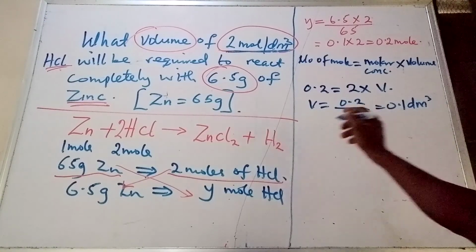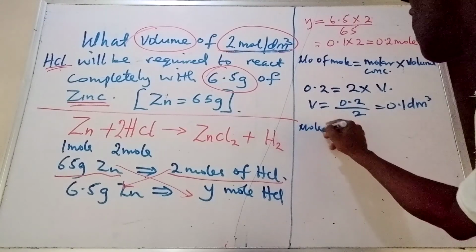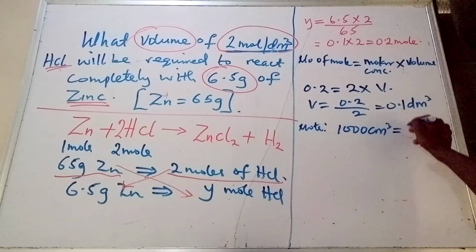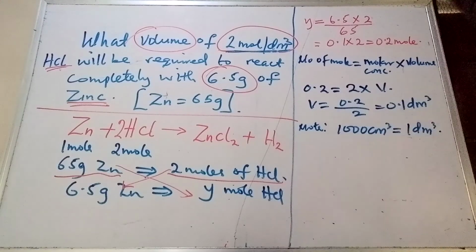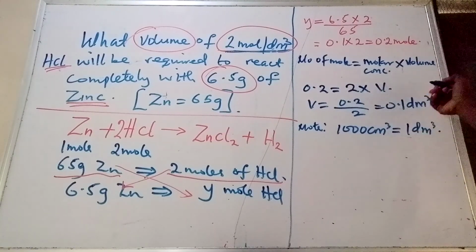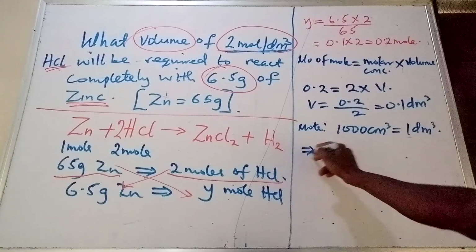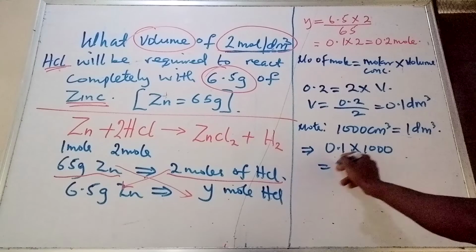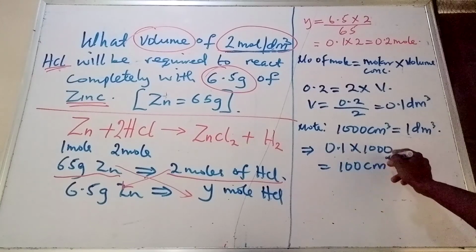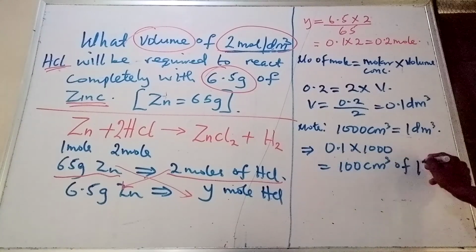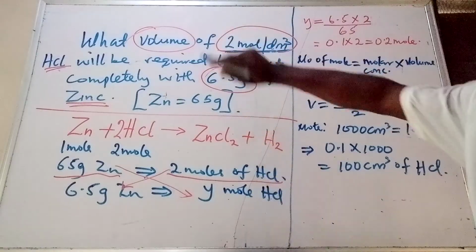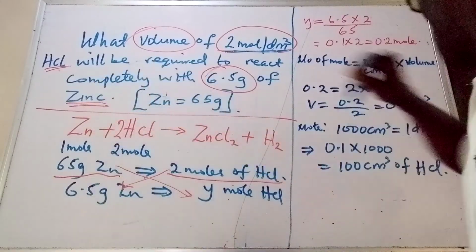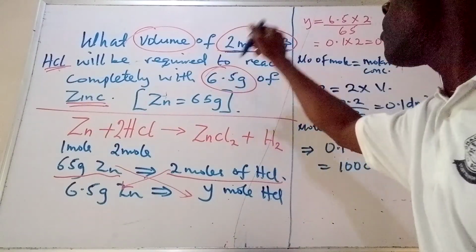1 dm cube. Note, 1000 cm cube is equivalent to 1 dm cube. So definitely, if I want to change this to cm cube, that means it will be 0.1 times 1000, and that will give me 100 cm cube. That means 100 cm cube of HCl will react with 6.5 grams of what? Zinc. 100 cm cube of 2 mole per dm cube.